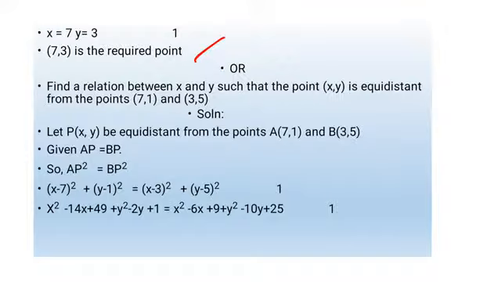Putting the values, (x minus 7) whole square plus (y minus 1) whole square is equal to (x minus 3) whole square plus (y minus 5) whole square. By solving, x square minus 14x plus 49 plus y square minus 2y plus 1 is equal to x square minus 6x plus 9 plus y square minus 10y plus 25, and by solving this we will get x minus y is equal to 2.